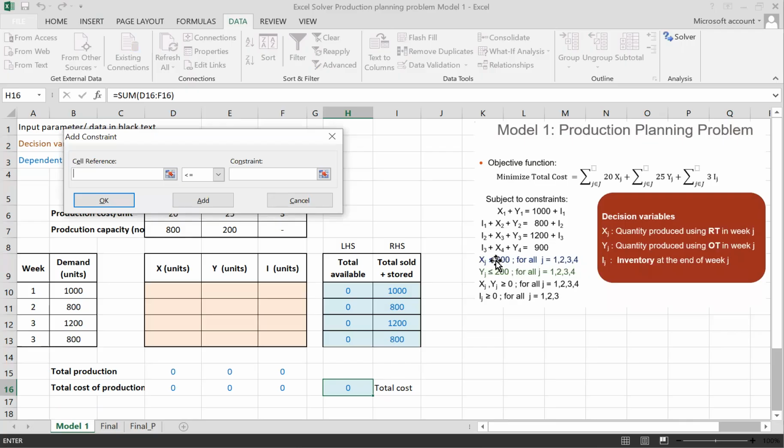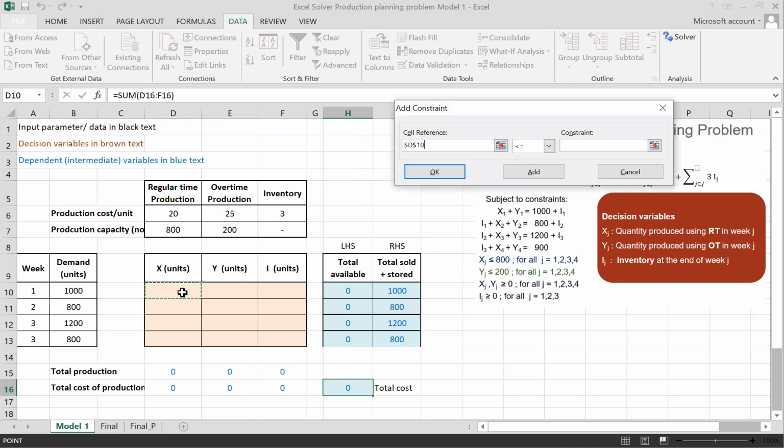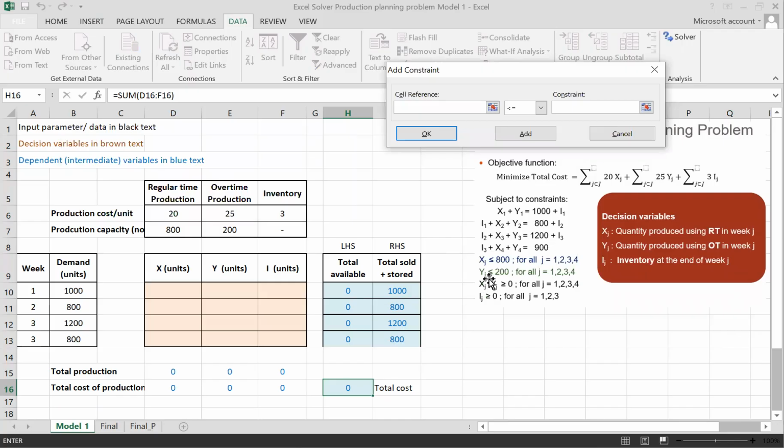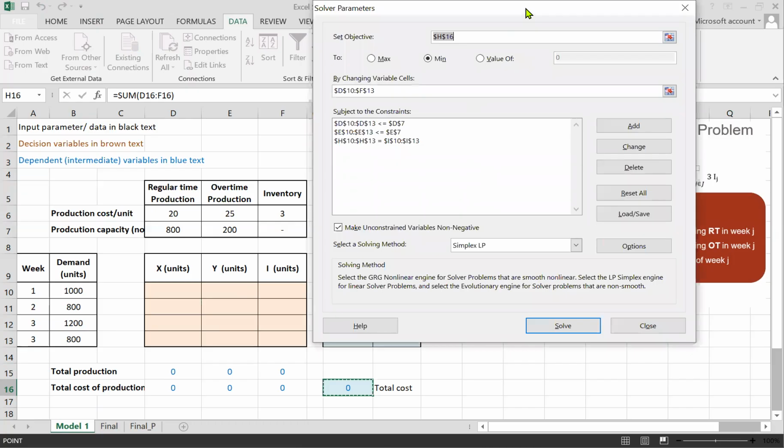The second set of constraints: the regular time production cannot exceed 800 units in every week. So we are writing it for all four weeks; regular time production must be less than or equal to the capacity, which is 800 here. Let's add this. Now the overtime production capacity constraints: in all four weeks, the overtime production cannot exceed the capacity, which is 200.